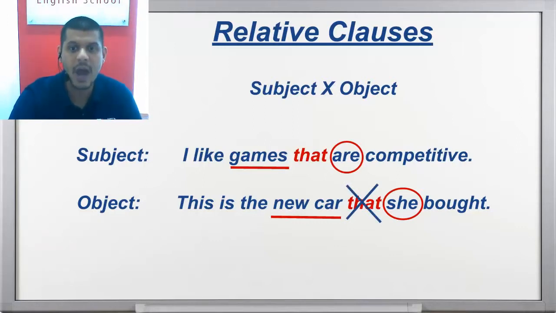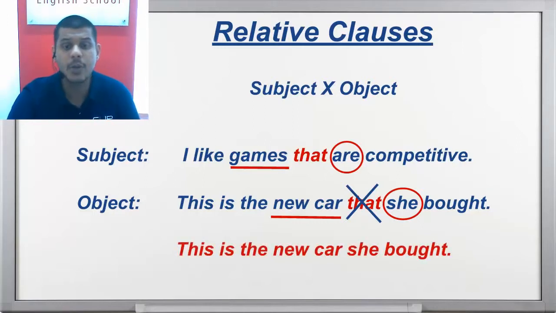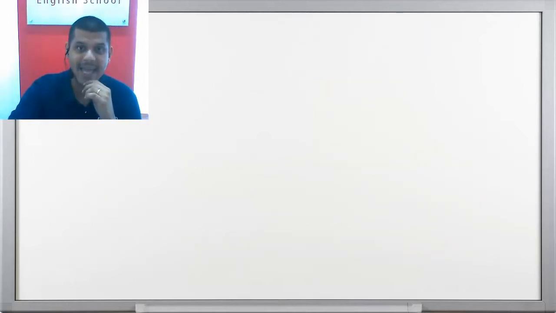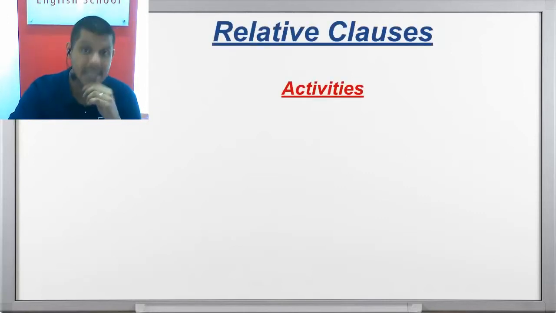So, this is the new car that she bought, right? So, I remove it, and it goes like this. This is the new car she bought. Attention, the two possibilities are correct, okay? It's not an obligation to remove that, but it's very normal, it's very usual, okay? So, I can only remove that in this case when I have a noun or a pronoun immediately after the relative pronoun, that or who or which. Okay? Alright?